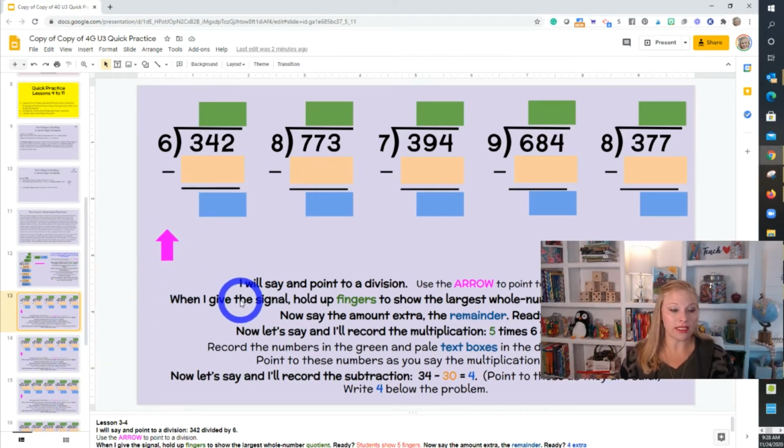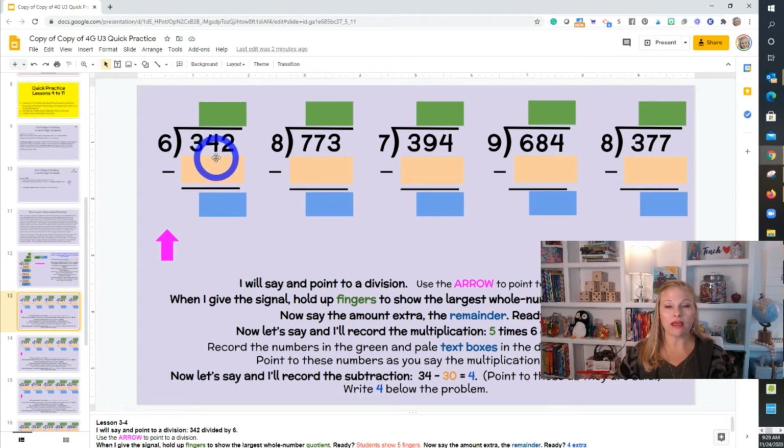I just don't think it's necessary, nor do I think it's in your standards. Not until 6th grade do they have to do that. So we're going to keep it in expanded to maintain place value understanding. So I would say, boys and girls, think about it. Let's read it together. 342 divided by 6.